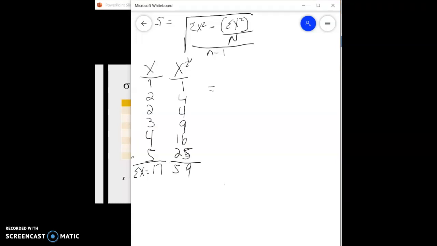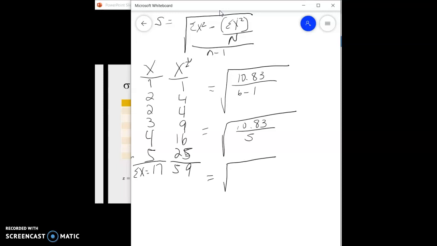So instead of having to go through this whole process again, I know that in my previous example, the sum of the squared deviations, the top part of the formula, was 10.83. So I'm not going to repeat that. This is going to be 6 minus 1, which is going to get me 10.83 divided by 5. And that's going to give me square root of 2.17. And ultimately, that's going to give me a standard deviation of 1.47.